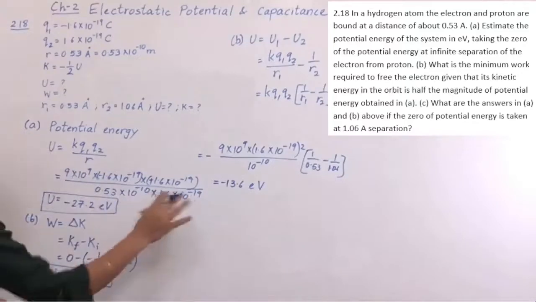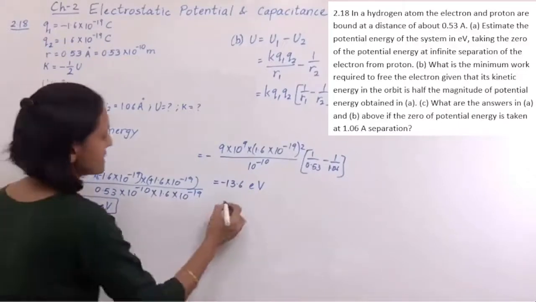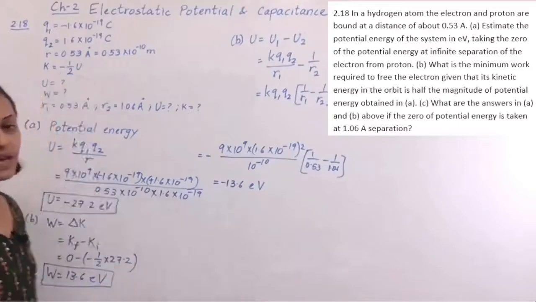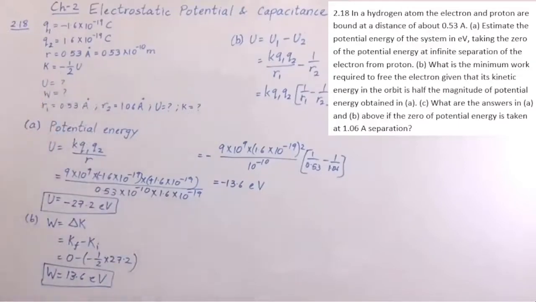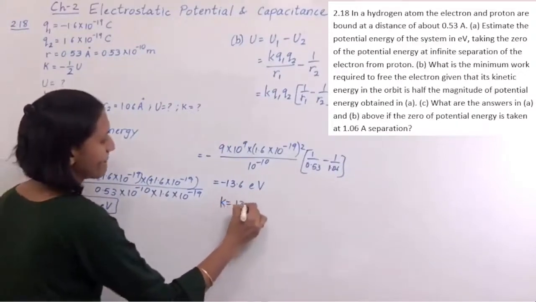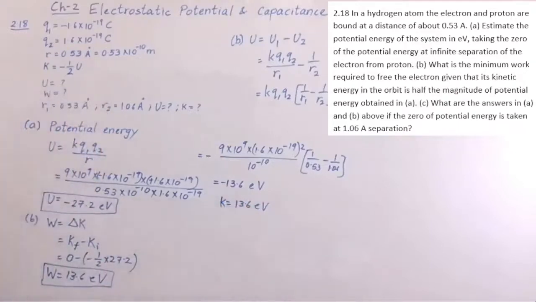Now for B also we have to find out. So for B, here it has not been said that the kinetic energy will be half of it. So the kinetic energy, because at infinity the total energy will be 0, will be equal to 13.6 electron volt. Okay, so these are the answers.